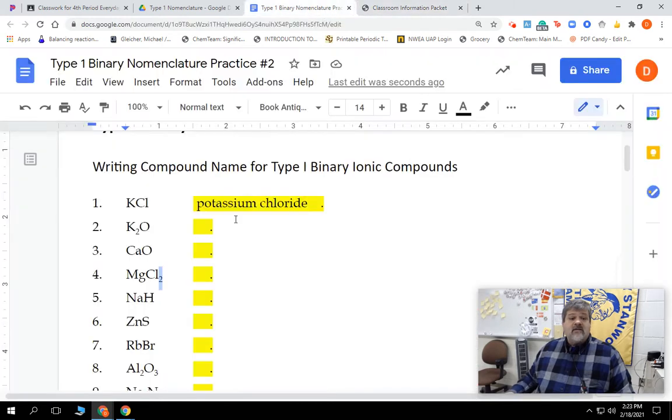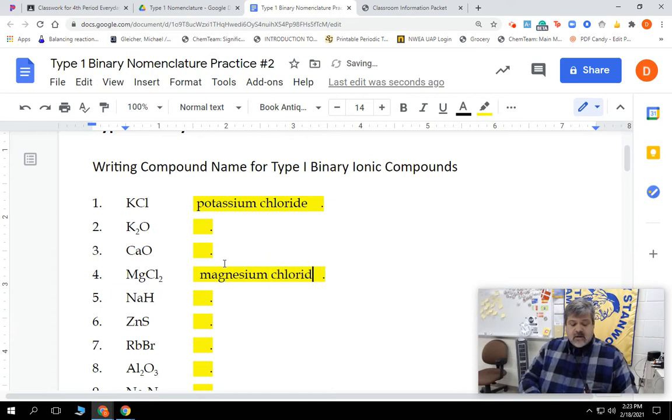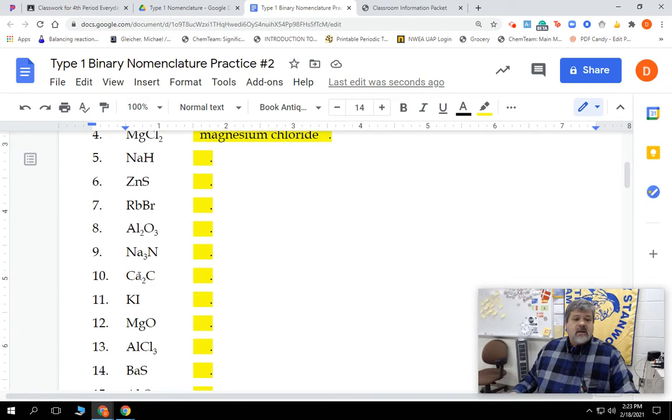So let's go back to this one, and so we're going to type in here magnesium and then chloride. The only reason the 2 is here is because of the charge of the magnesium. Remember, potassium was a +1 and magnesium is a +2. And since chlorine is a -1, we only need 1 of each one. But here I have to have 2 chlorines to make up for that 1 magnesium. So let's go ahead and do another one.